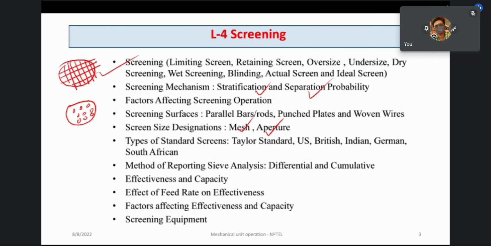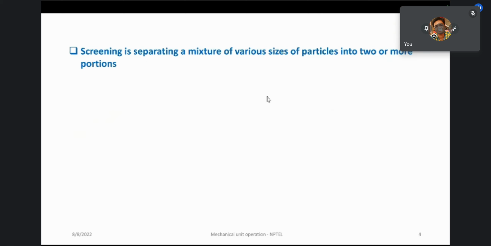Then different screens. There are Indian, German, South African, and US country-based screens, but the most important is the Tyler standard. We will follow this standard for most of the calculations in our lecture. Then the method of reporting sieve analysis: differential analysis can be done and cumulative analysis can be done. Effectiveness, capacity, how these properties are interrelated, what factors affect them, and which equipment we are using. So these are the basic terms we can understand when we talk about screening.